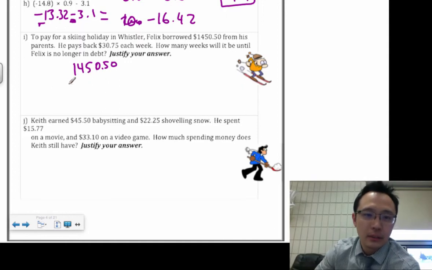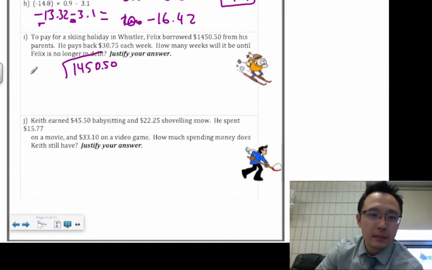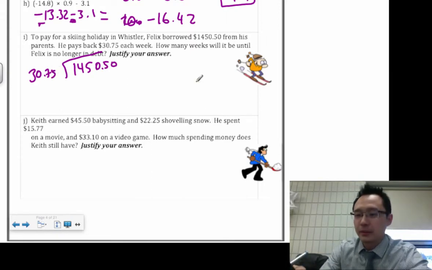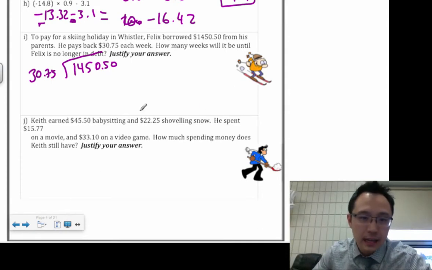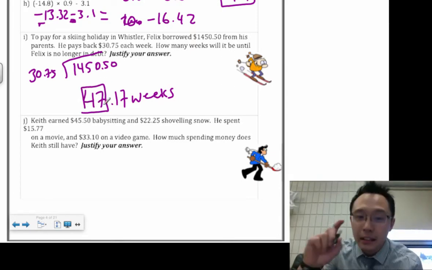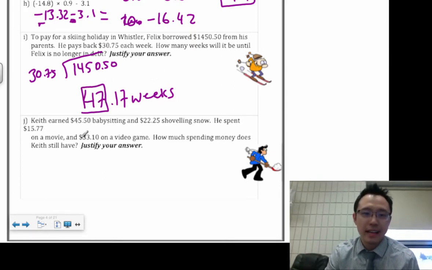So basically, you're just dividing like this. So what's 1450.5 divided by 30? Because you need to find out the number of weeks, and the answer is 47.17 weeks. So roughly, he needs to have 47 weeks and a little bit before he pays off his debt. Okay, this one's a division one because you have to total. This is per week, so how many weeks you need to divide that.